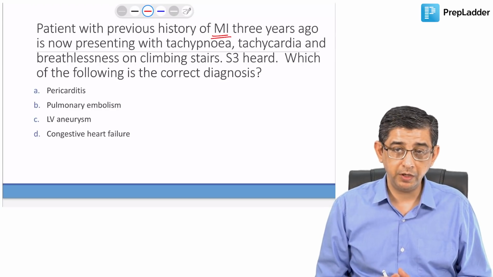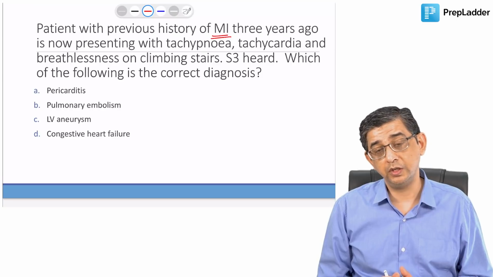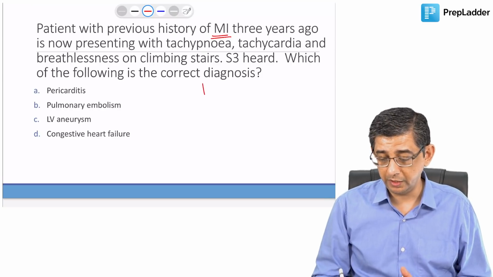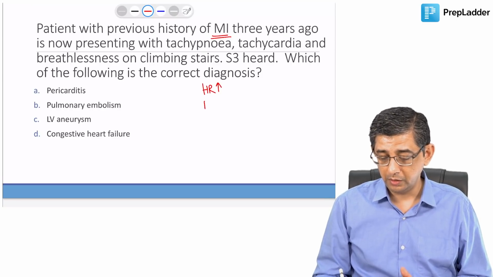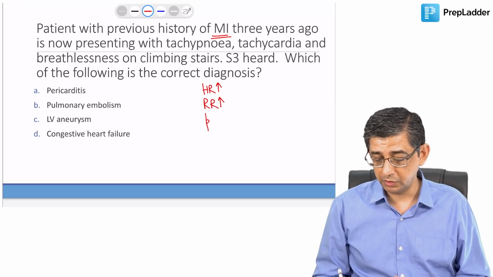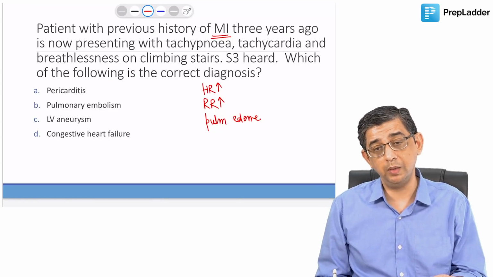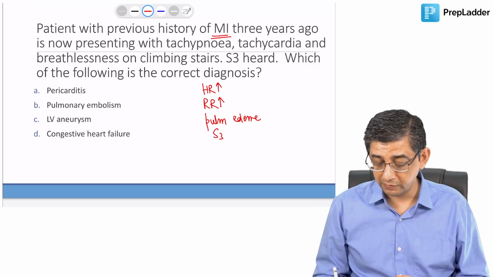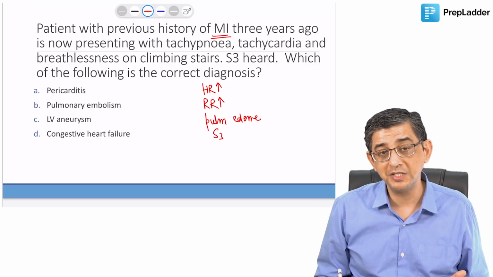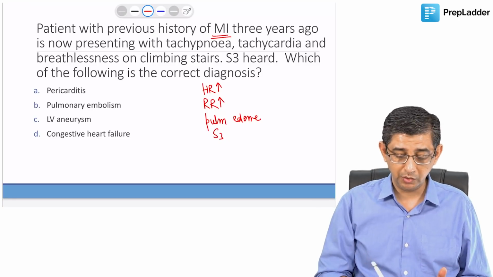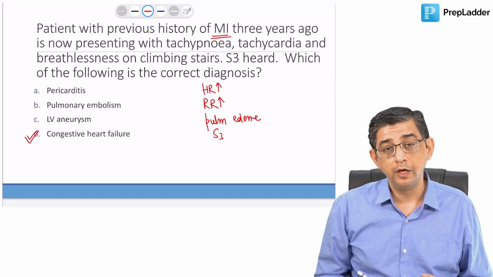In the next question, he's talked about a patient with previous history of myocardial infarction 3 years ago. Now he is having tachypnea, tachycardia, breathlessness on climbing stairs, and a third heart sound. So what is he telling you? Heart rate is more, respiratory rate is more. There is breathlessness on climbing a stair. So there must be some pulmonary edema component because he's talking about a heart getting involved due to MI previously. Third heart sound is always an auscultatory finding of heart failure, congestive heart failure. The answer to this question is option number delta.